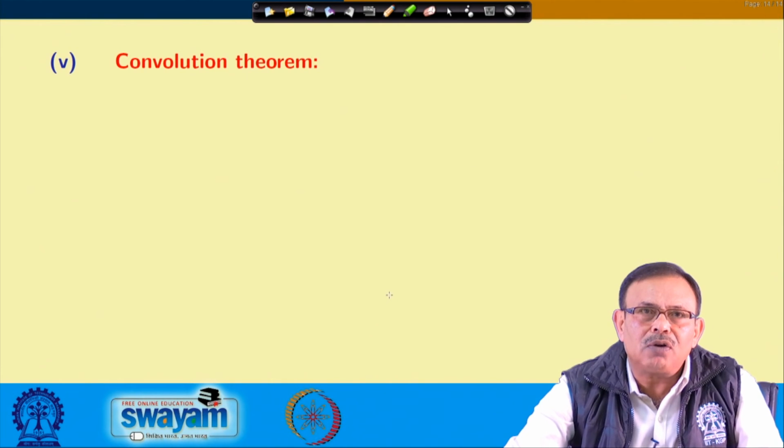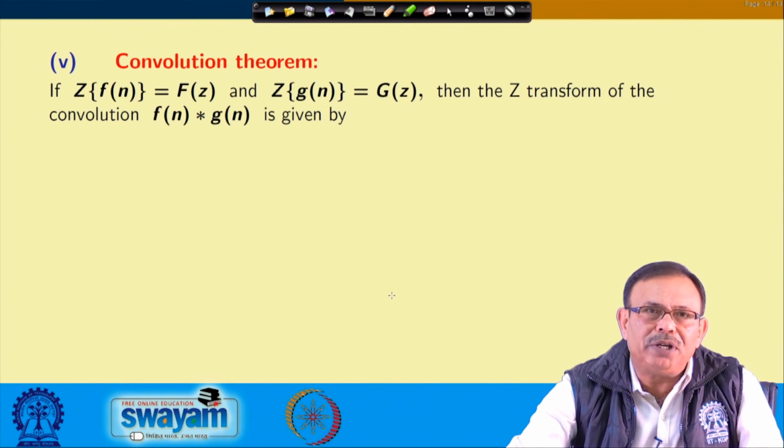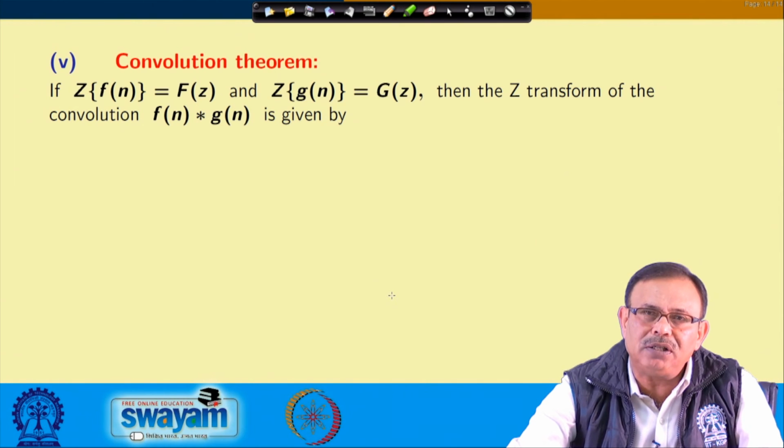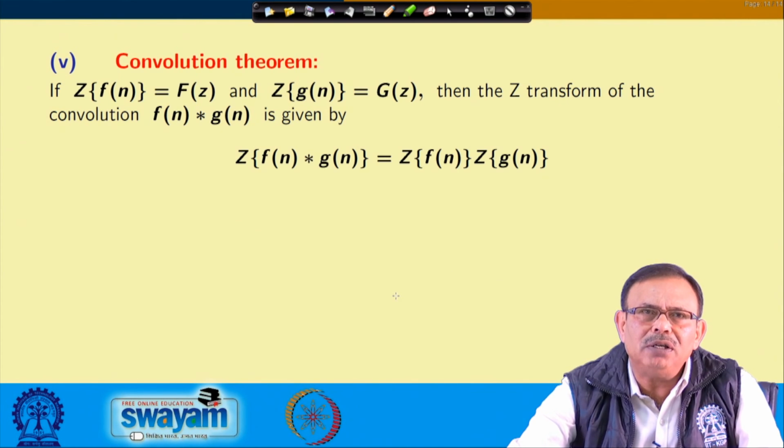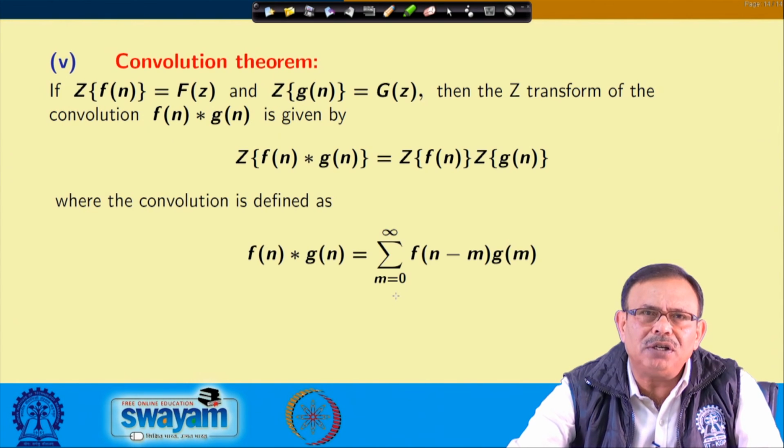Next is the convolution theorem. If the Z transform of f n equals capital F z and the Z transform of g n equals capital G z, then the Z transform of the convolution of the two functions f n and g n is given by Z transform of f n convolution g n equals Z transform of f n into Z transform of g n, where the convolution is defined like this: f n convolution g n equals summation m equals 0 to infinity f of n minus m into g m.